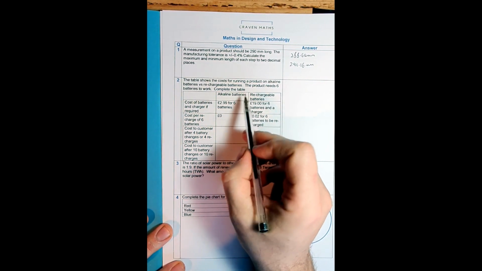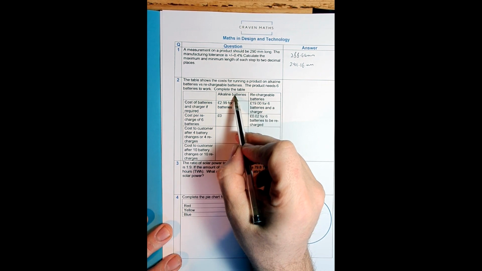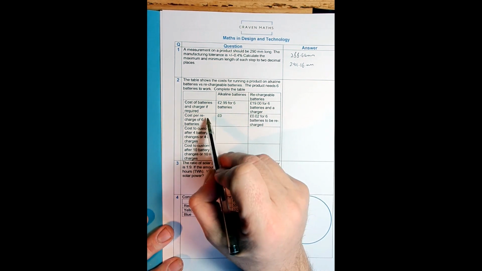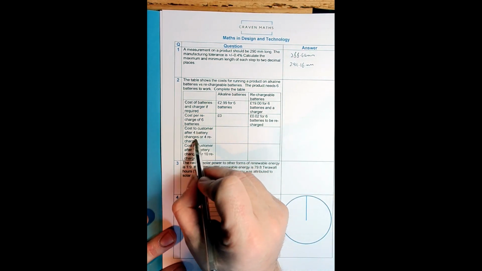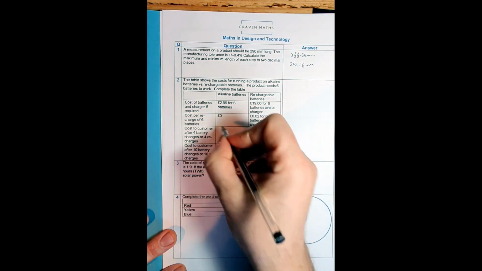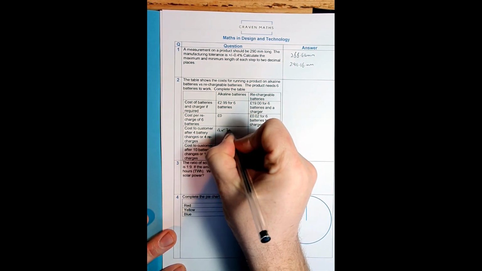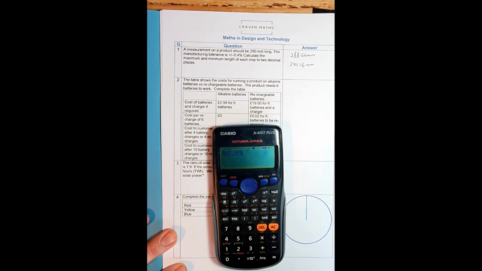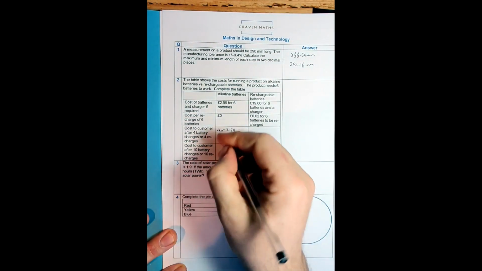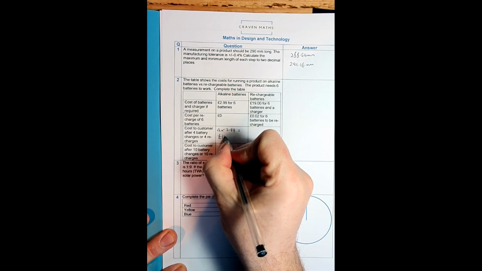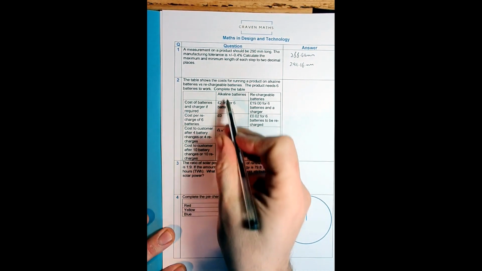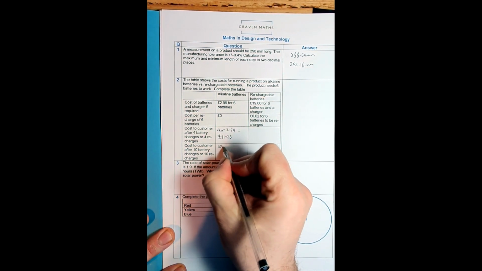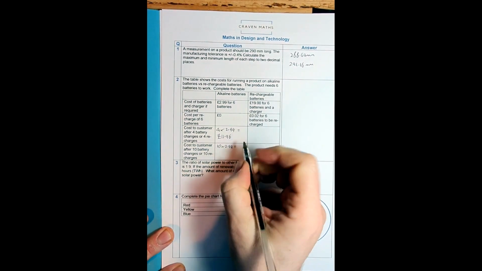Complete the table. So for alkaline batteries, I paid $2.99 for 6 batteries. Can't recharge. So after 4 battery changes, 4 lots of $2.99, that equals 4 times $2.99, £11.96. Cost to customer after 10 battery changes or 10 recharges, what changes in this case? So 10 lots of $2.99 is £29.90.